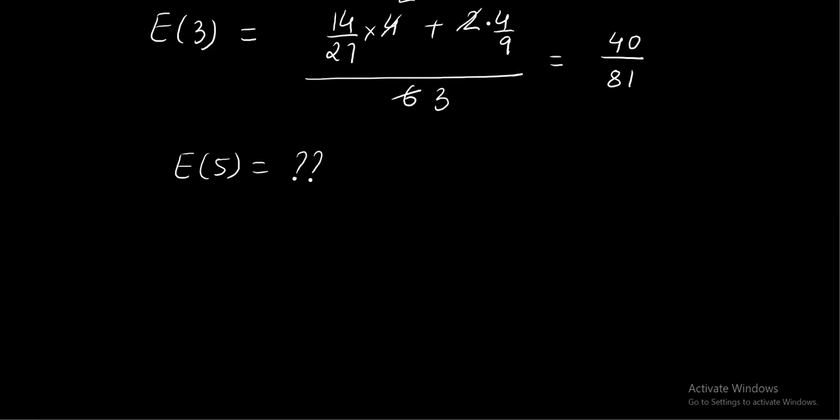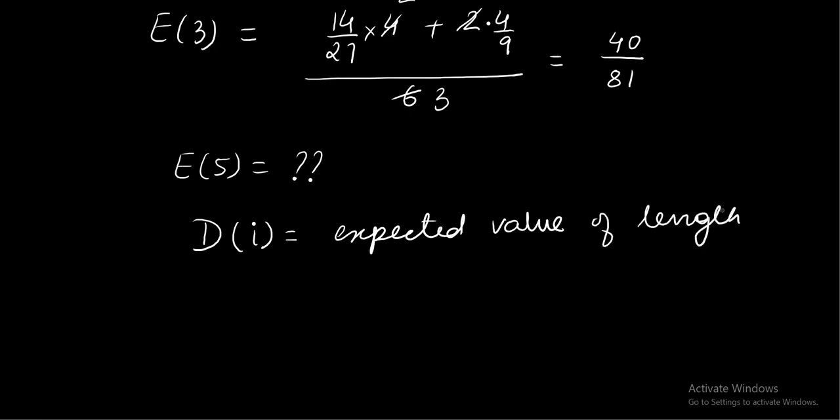For that, what am I going to do now? I'm going to define another quantity, which will be Di. What is Di, or what are we going to denote by Di? Di I'm going to define as the expected value of the length removed by the ith split. So when you're splitting the rod for the ith time, the expected value of length that has been removed, I'm going to denote it with Di.